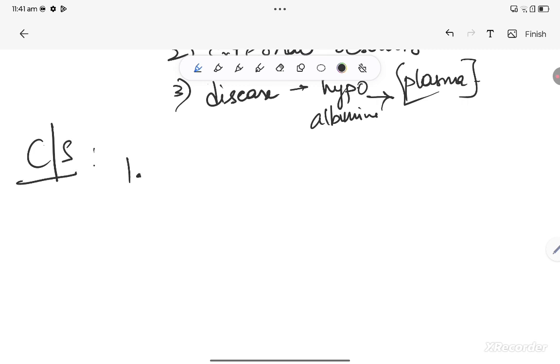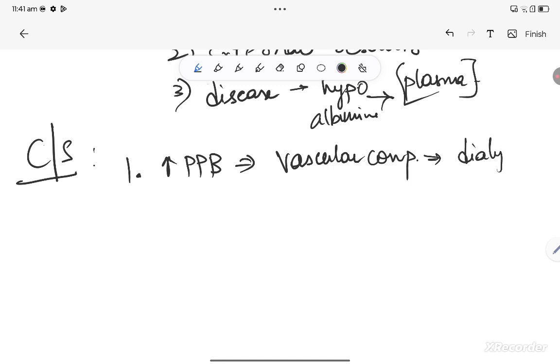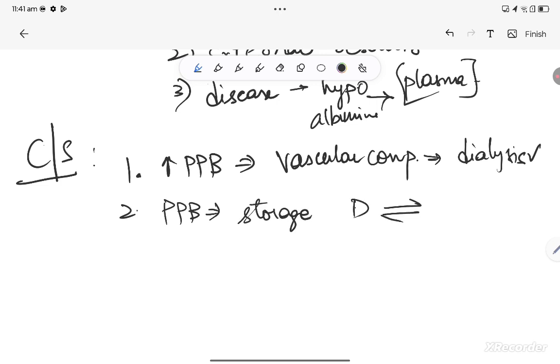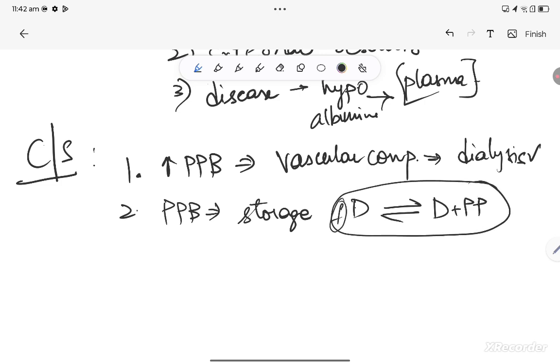First such thing is, usually with more plasma protein binding, the drug is restricted to the vascular compartment. So, in a case of toxicity, hemodialysis may help. Clear? And plasma protein binding acts as a place of storage. Usually this drug stays in equilibrium. So drug plus plasma protein, this is something you have to remember. Free drug as well as bound drug stay in equilibrium. Let us say if the free drug is utilized, the drug from plasma protein will be slowly released and the duration of action may differ.